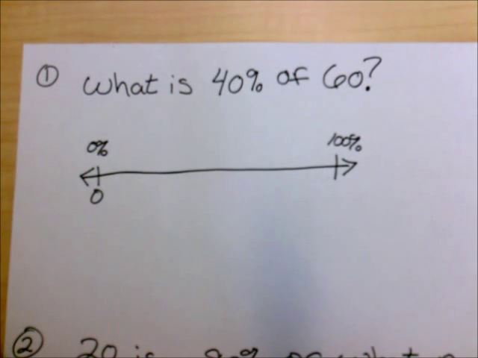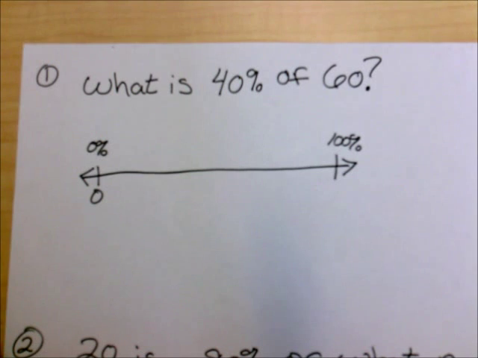It says, what is 40% of 60? And this is essentially just my template every single time. I draw my number line, I have two ends. At one end I have 100%, that's going to be all the way on the right. On the left I'm going to have 0%, all the way there. And we already know that 0% of anything is 0. So the question is, what is 40% of 60?